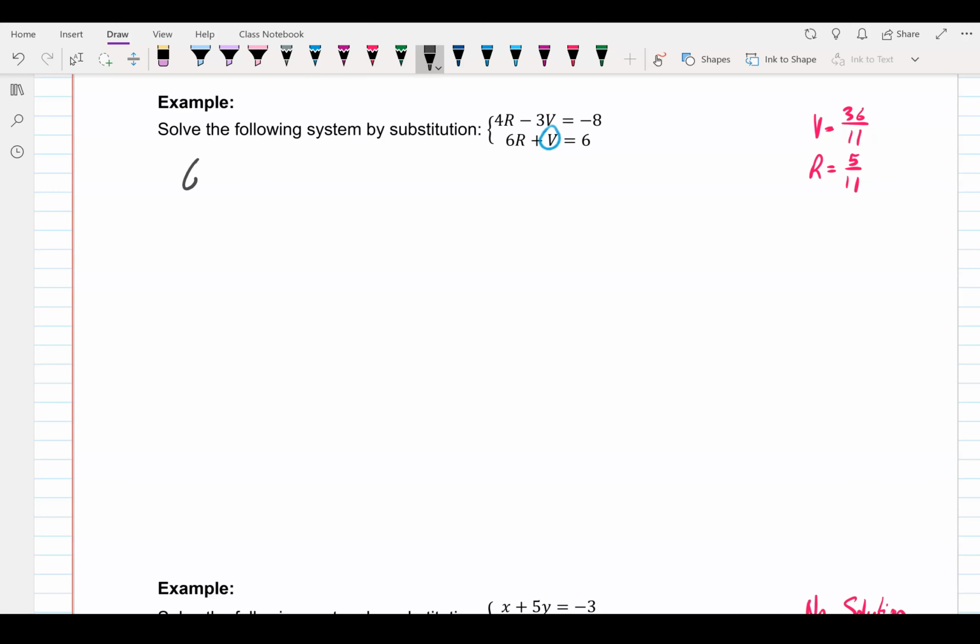Take a look at the second equation. Let's rearrange that for v. And here we have it. We're going to take that variable. Do you remember what we need to do next? We need to take it and replace it into the first equation. What we're going to do is we're going to substitute it into the first equation. That's why it's called the substitution method.